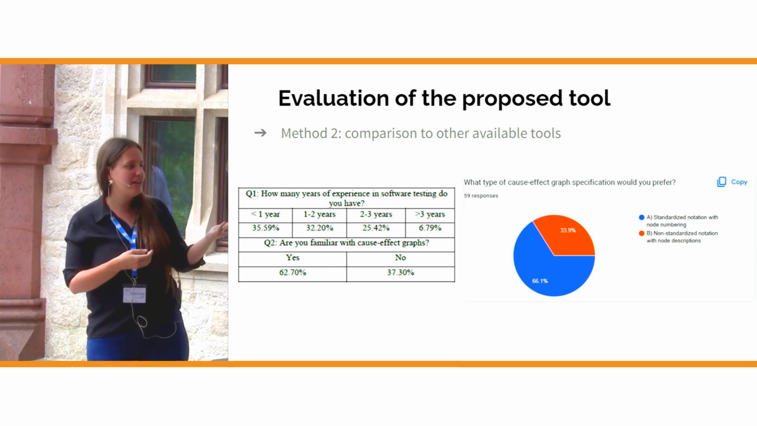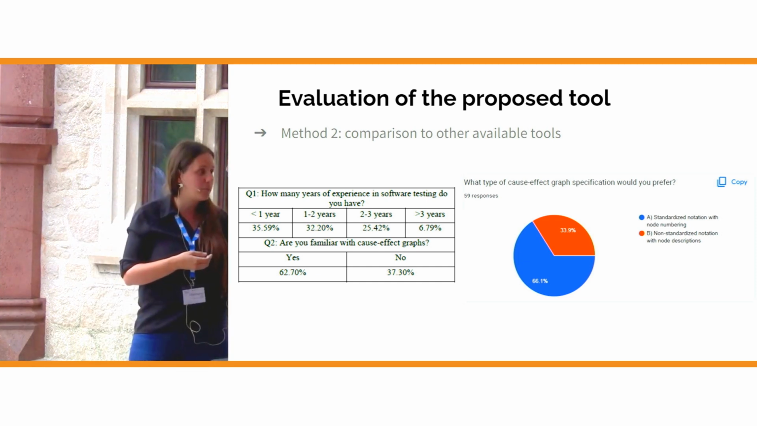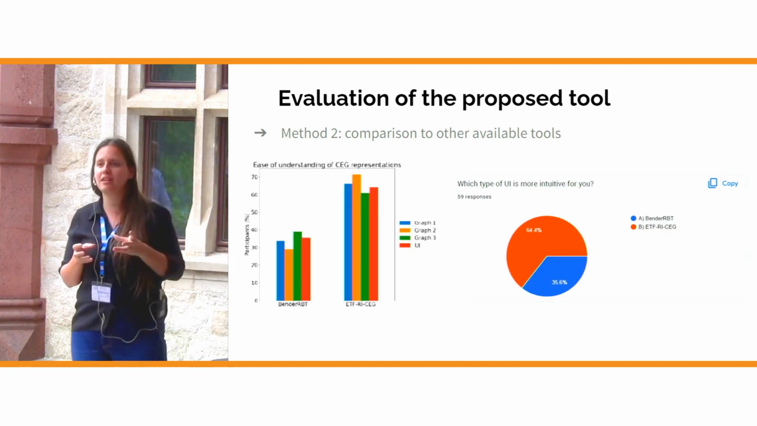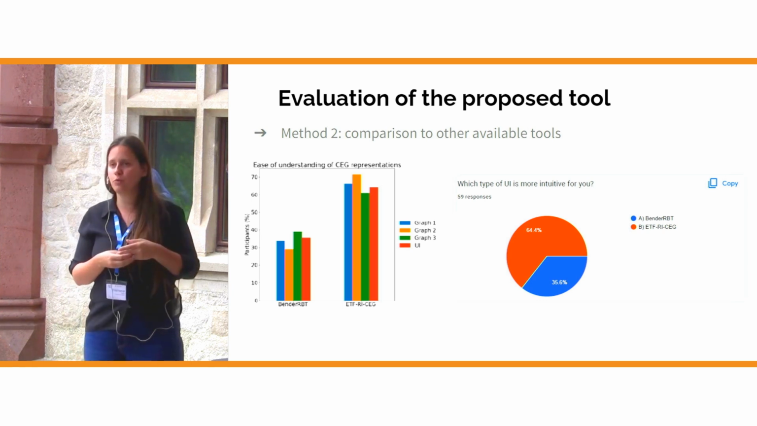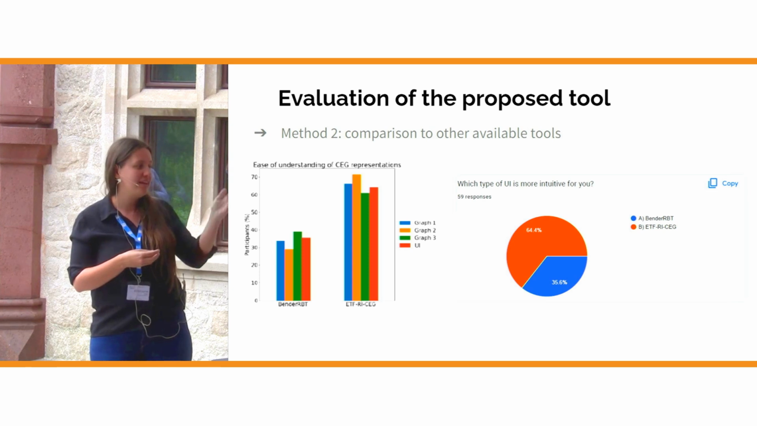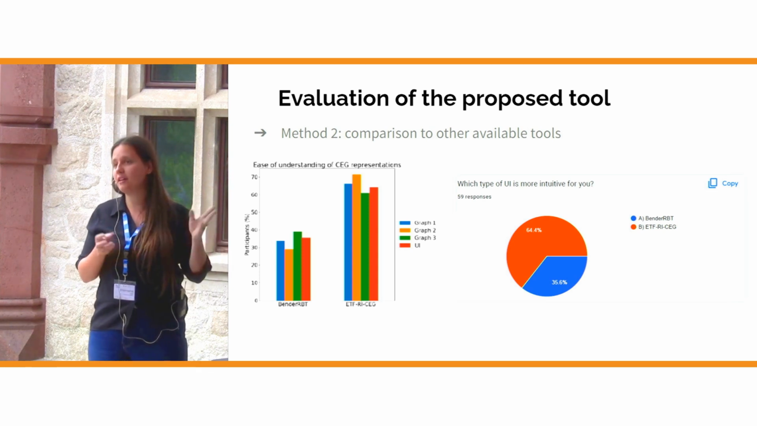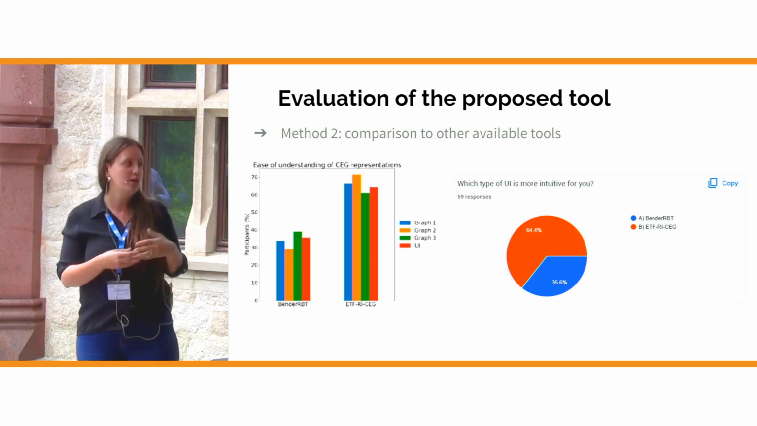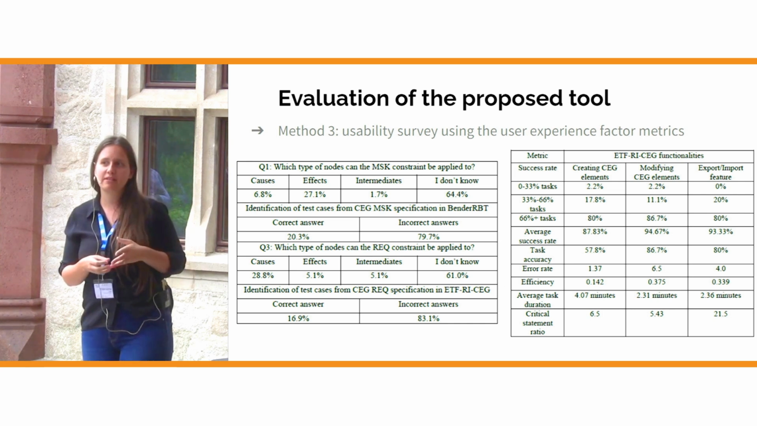But as you can see, most people like standardized graphical notation more than these approaches which are only limited to a single or maybe 2 or 3 conference papers, and they liked my tool more. They said it was more intuitive, they liked the representations in my tool more than in the Bender RVT, the only other available software tool. So that kind of gave me motivation to move on and to do another usability study.